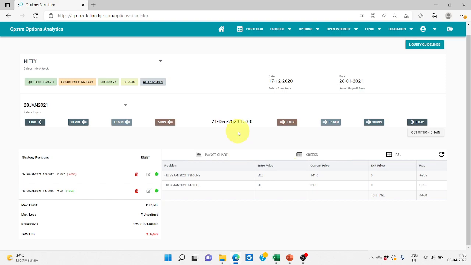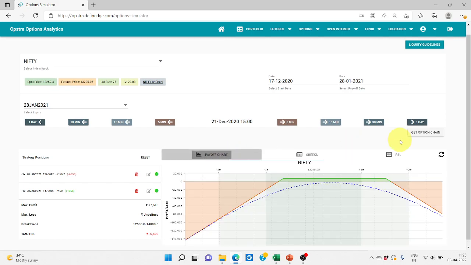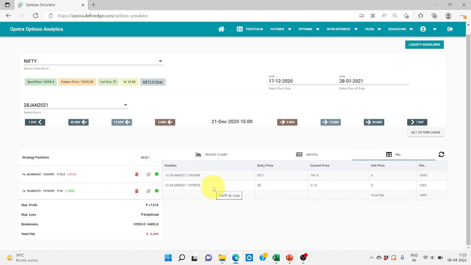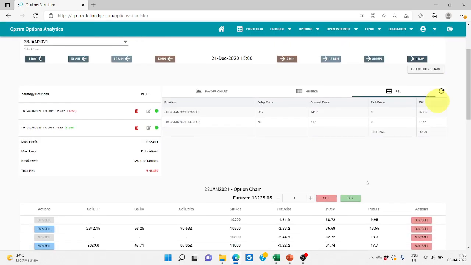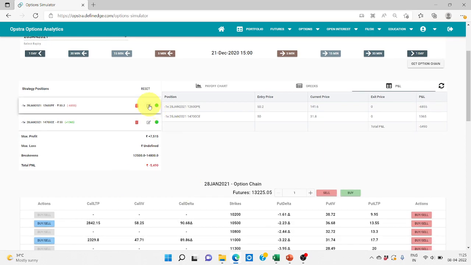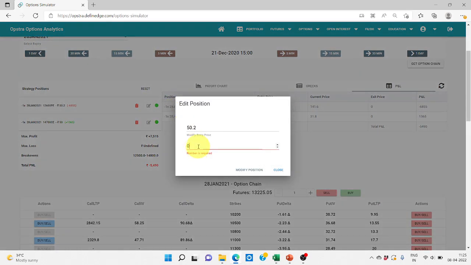Okay, on the second day after we entered the trade, we are seeing the market has gone to the upside and downside, and because of that our PE has a premium of more than 100 rupees. So as per the rules we are going to close this at whatever the price it is trading, which is 141 in this case.